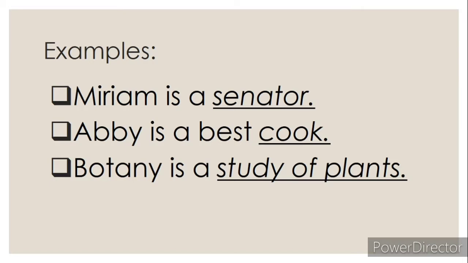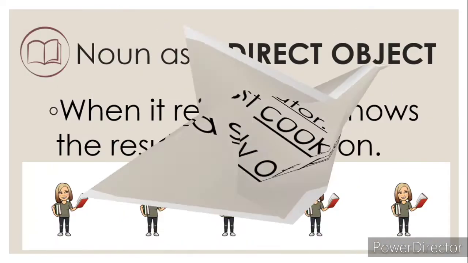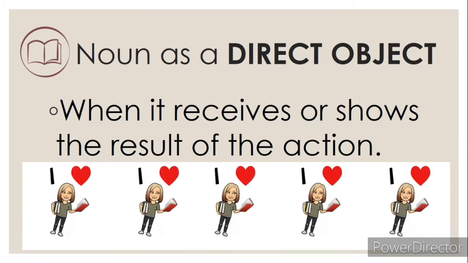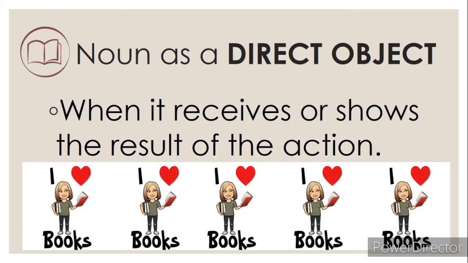Okay, and for the third one, botany is a study of plants. Okay, so we use the phrase study of plants to rename the word botany. So that is the noun as predicate noun. Let's move on with the noun as a direct object. Noun as direct object when it receives or shows the result of the action.